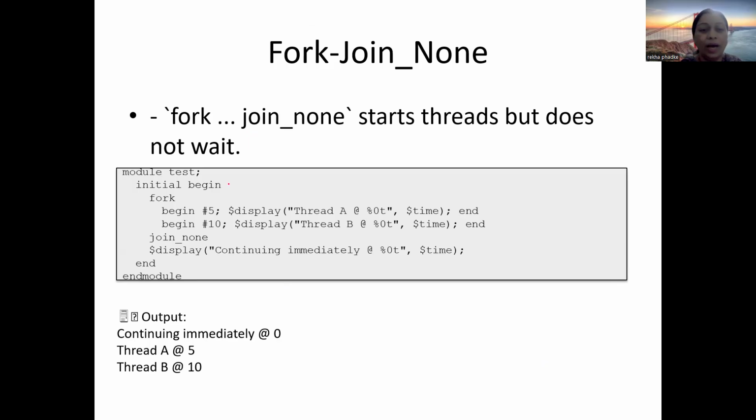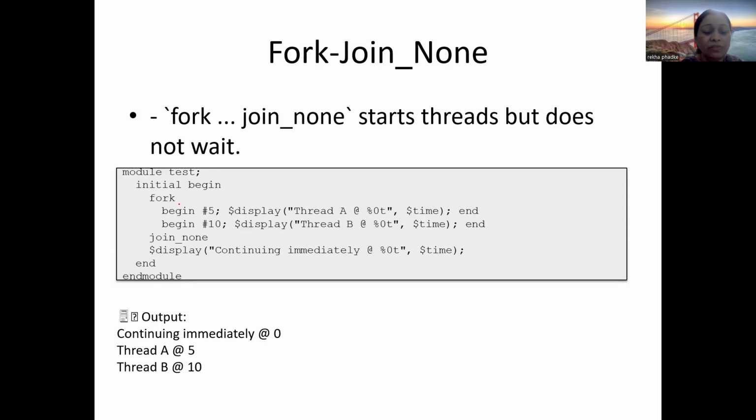So suppose now instead of join, I terminate the syntax with join_none. Then what happens? So the feature of join_none is all the statements execute independently. They are not dependent on each other, right? So what happens here? Inside module test, I have one process, which is initial begin end. And inside this process, there is one fork join_none block, right? Then outside the fork join_none block, I have a statement written, $display.